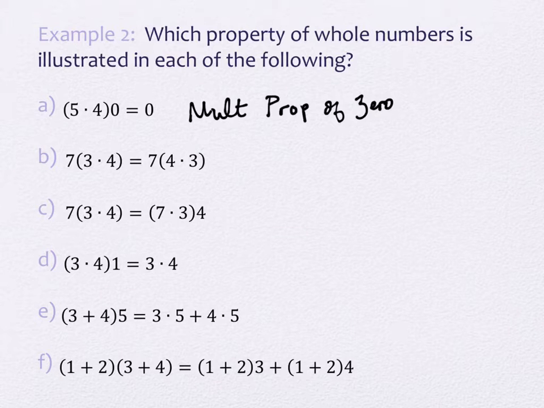How about B? Everybody wants it to be associative because you see parentheses. Look more carefully. It's commutative, you're right. Associative has to do with changing the parentheses around what numbers they're around. This didn't do that. The parentheses are still around the same numbers, 4 and 3, but the 4 and 3 switched places. So that makes this the commutative property.